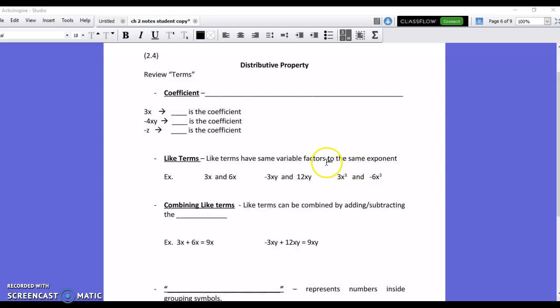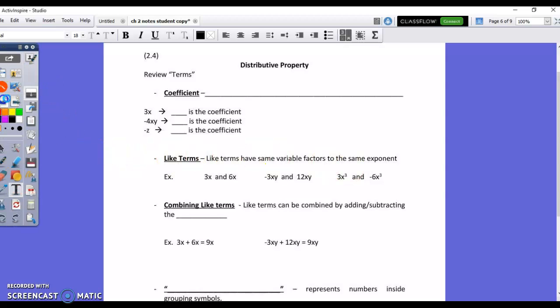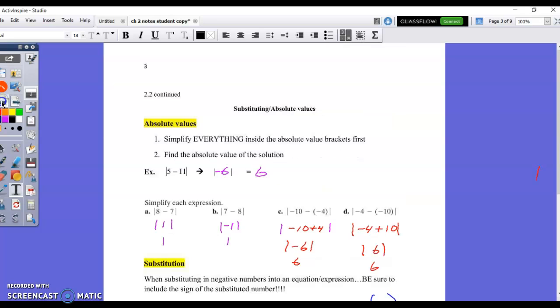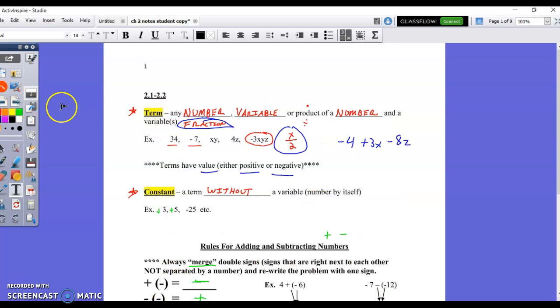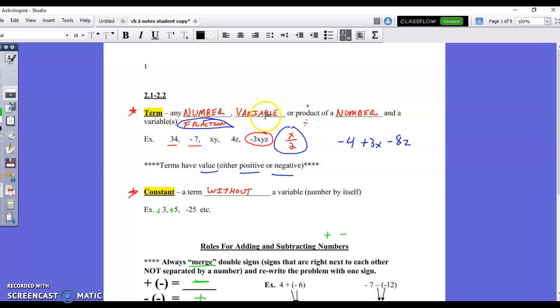But just as a review, we talked about terms in our previous notes. A term is any number, variable, or product of a number and one or more variables. And then we talked about how terms have value, so they're either positive or negative. We've talked about the number of terms that you might see in a particular problem set. So this example right here would have had 3, a negative 4, a positive 3x, and a negative 8z.